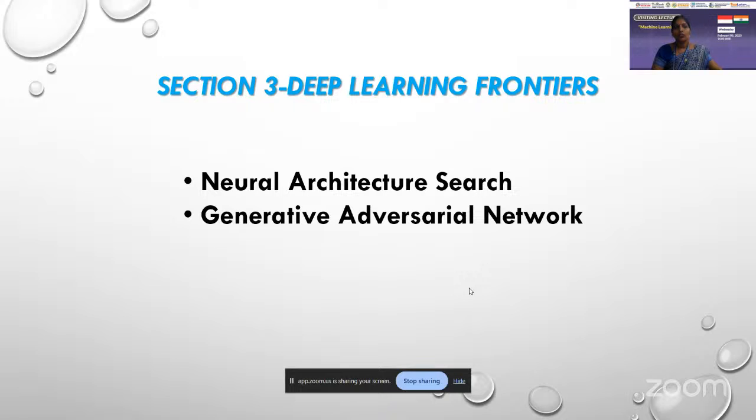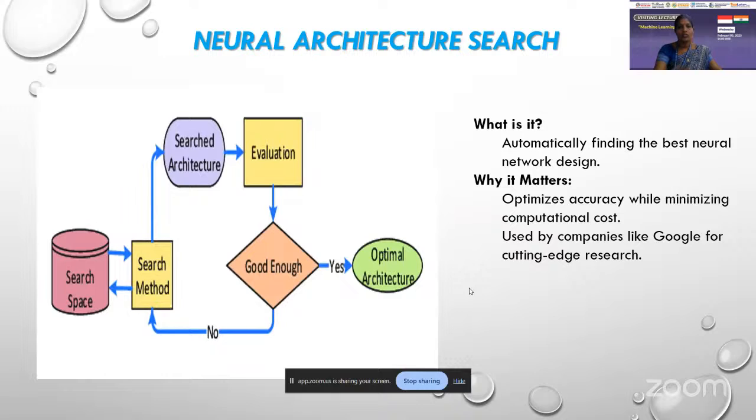How does it work? It explores a defined search space, possibly with the help of various algorithms, and evaluates the architecture based on performance measures such as accuracy. A simple diagram has been listed out. Here it includes a search space. With the help of a search method, we focus on a search architecture. If I find a method which is good enough, we can proceed to find an optimal architecture. If not, we again make use of the search method to find the best method that suits our problem.